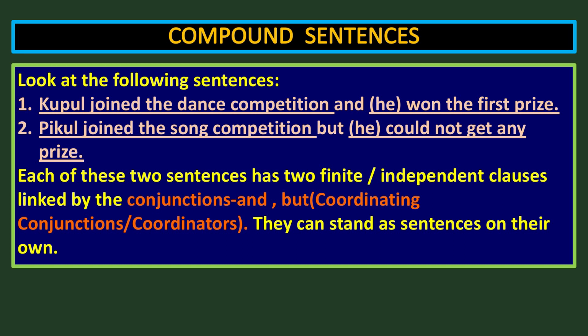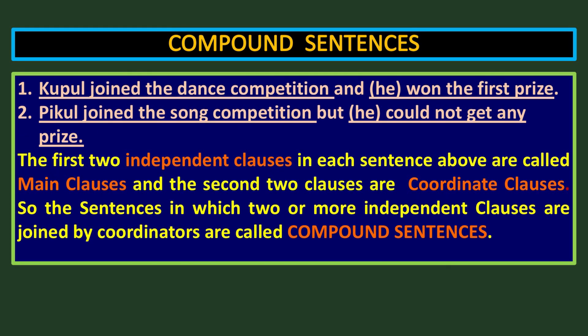So, what is a compound sentence? The first clauses in each sentence are main clauses and the second clauses are coordinate clauses. A sentence in which two or more independent clauses are joined by coordinators is called a compound sentence. So, my dear students, this is most important.